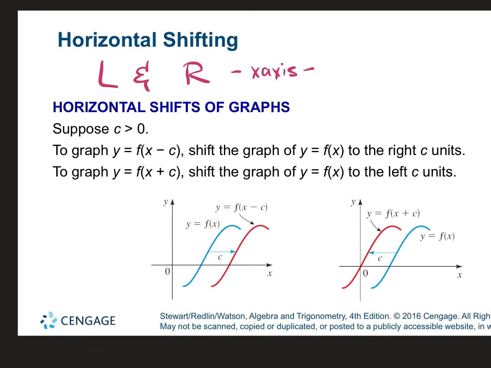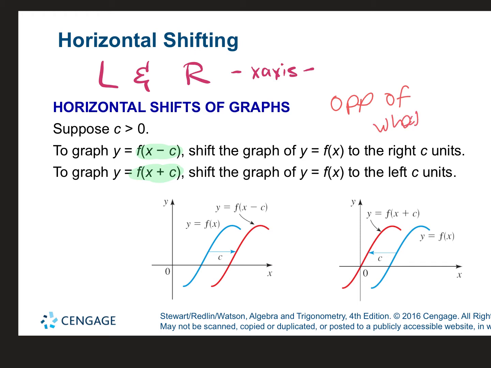Notice where the plus and minus is now. It's on the inside of the function. That means it's going to affect the x-axis, and it's the opposite of what you think. Opposite of what you would think. So if it says plus a number, you're really moving to the left. If it says minus a number, you're really moving to the right. And again, anything on the inside is x-axis, opposite of what we think.